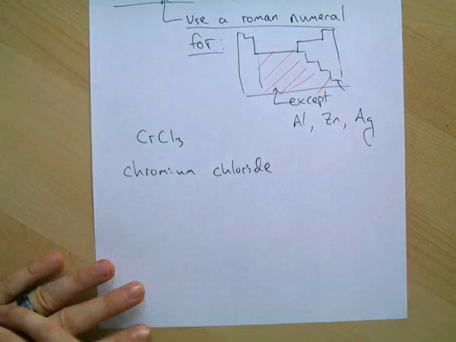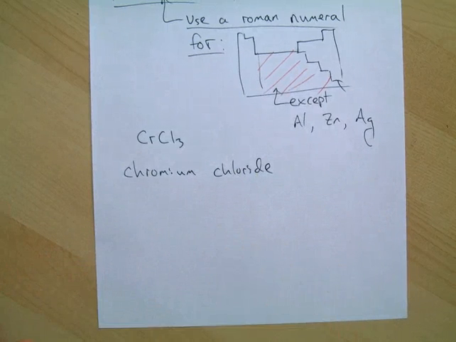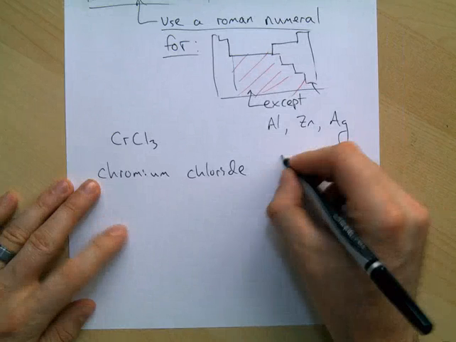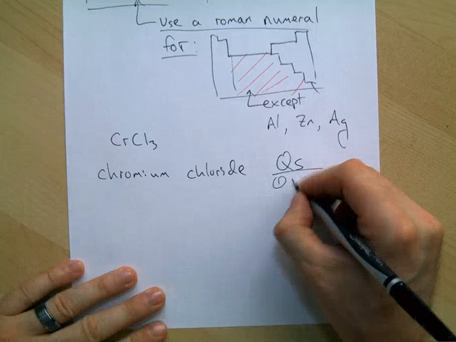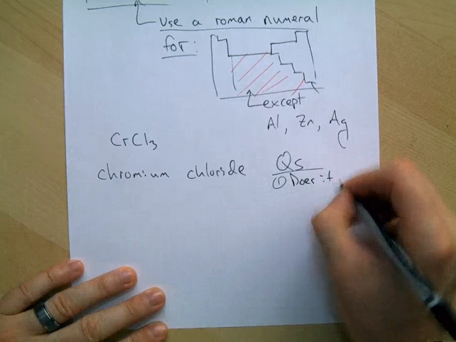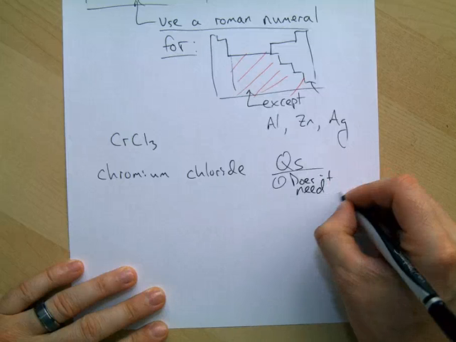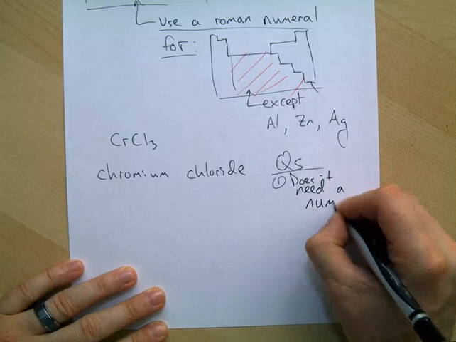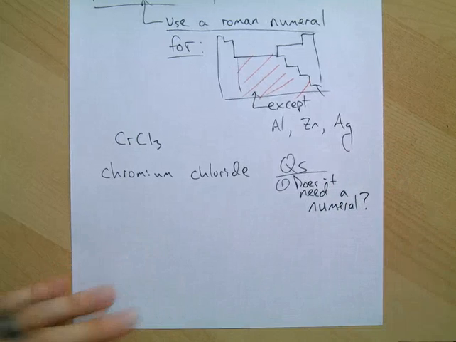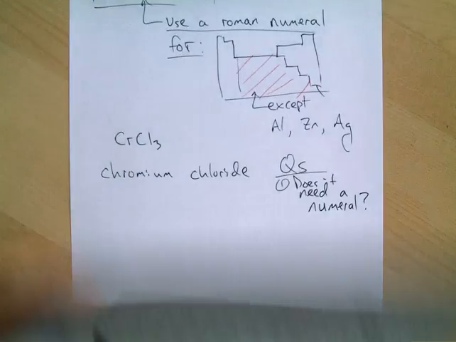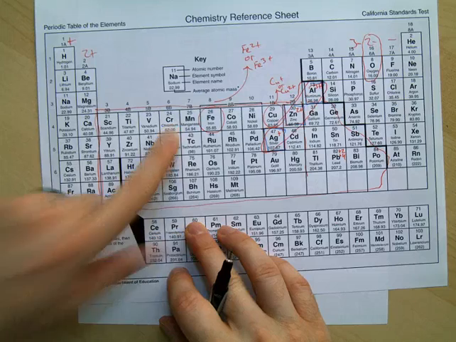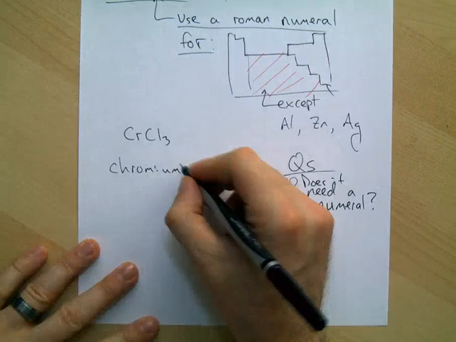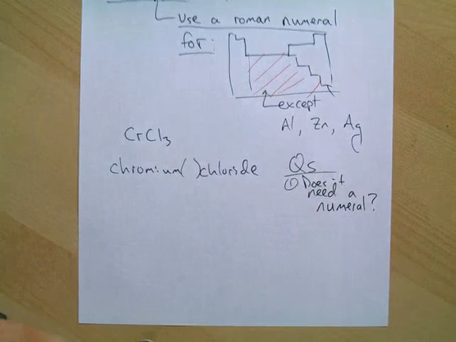Okay, now the first question. There are always two questions you should ask yourself. These are the cues that you need to pay attention to. Question number 1: Does it need a Roman numeral? So I'm going to look. Let's find out where chromium is. Chromium is in the region where there are different charges, so it does need a Roman numeral. So I am going to have a Roman numeral squeezed in here between chromium and chloride.